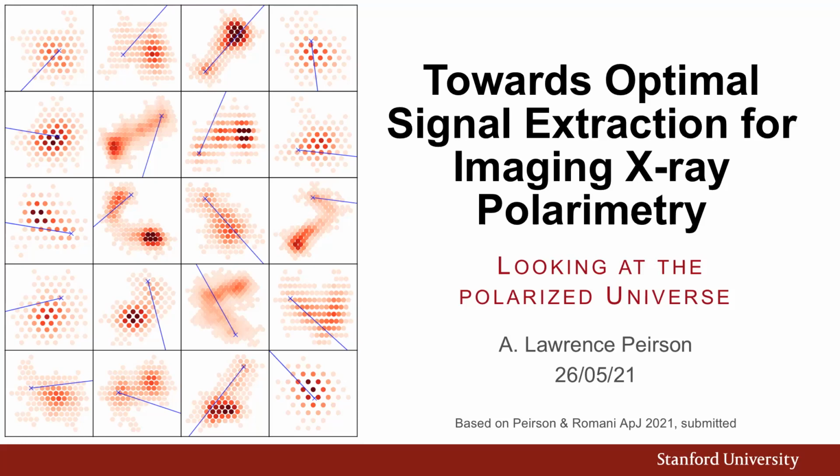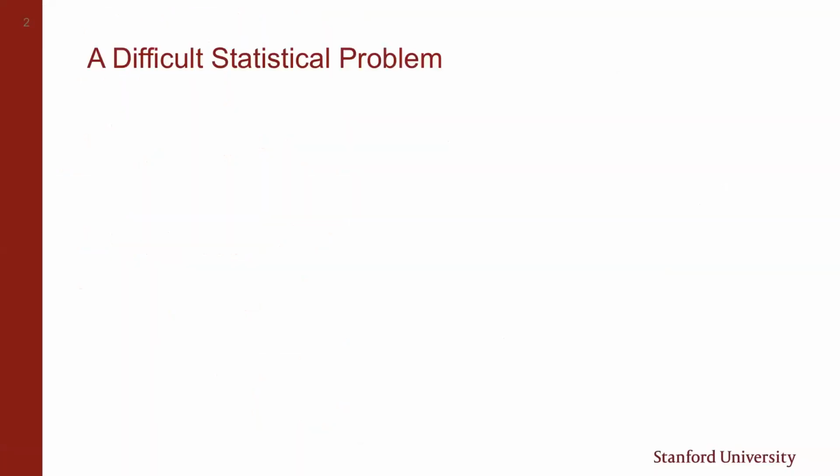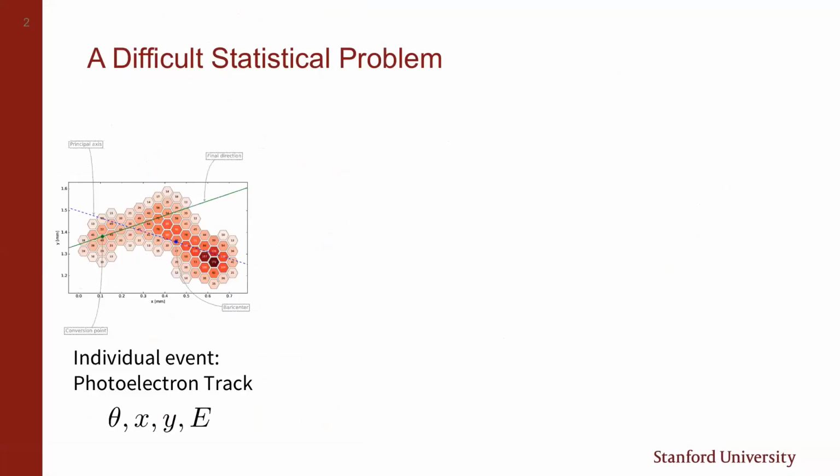So from a data analysis perspective, X-ray polarimetry is actually a really rich and challenging problem. Individual X-ray photons come into the detector and produce these photoelectron tracks. And from each of these individual events, we need to extract the photoelectron angle theta, so the initial direction the photoelectron went, which is shown by the green line on the plot there, the coordinates of where the X-ray interacted on the grid, if the polarimeter has source imaging capabilities, and also the energy of the event.